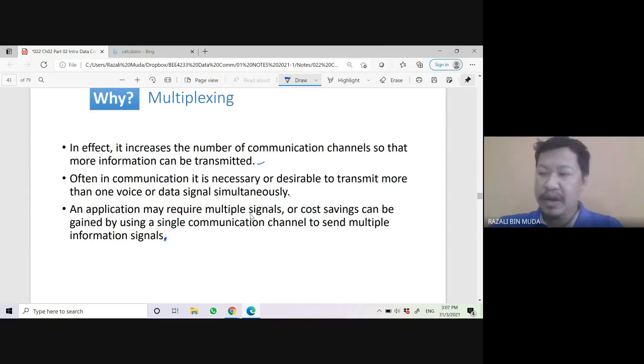So basically you have more than one channel, but you want to send through a single link, or you want to send more than one simultaneously. Like video, right? You have video, and you have the voice or the audio. So you need to send 2 types of data simultaneously. So you need to multiplex.